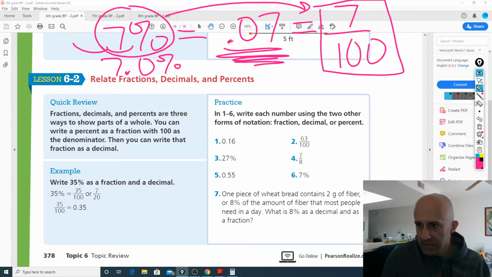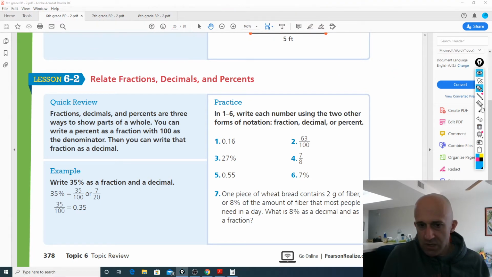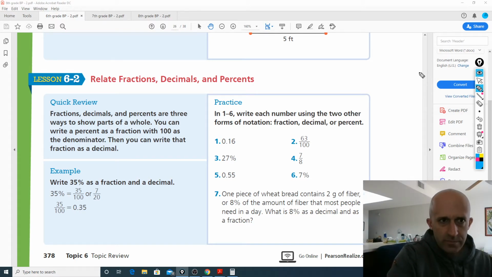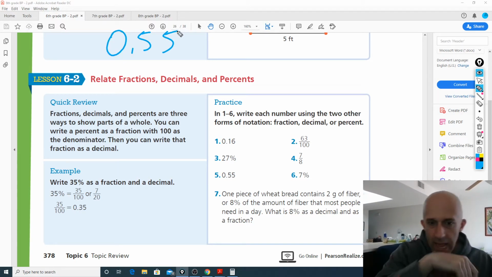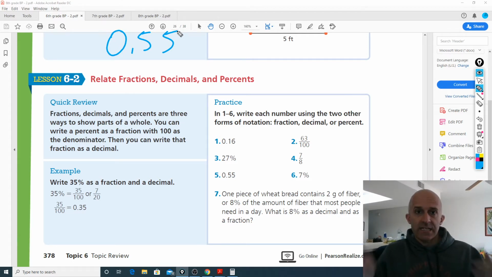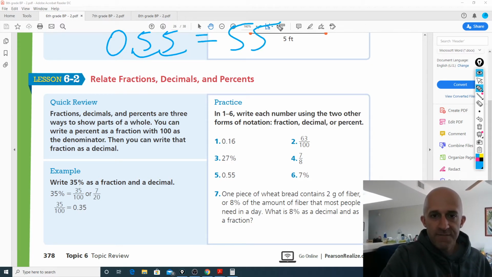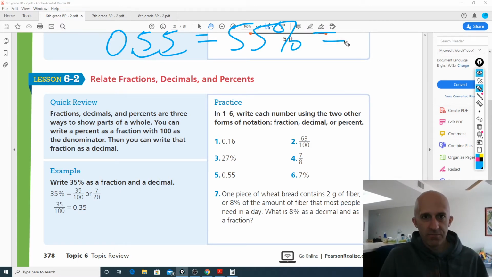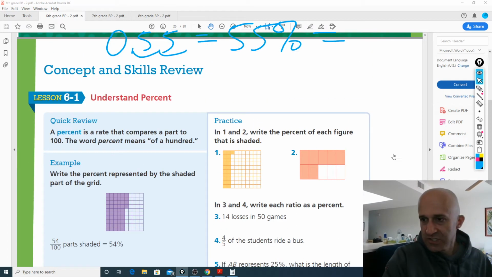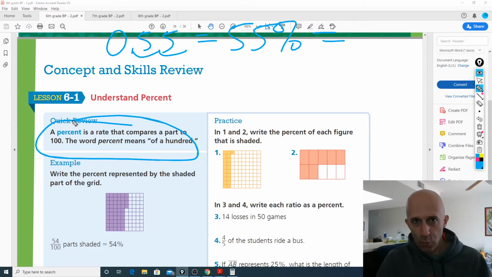Let me do another one here. If I have 0.55 and I want to change 0.55 to a percent, decimal to a percent is going to be 2 to the right. That 0.55 now becomes 55%. If I remember that percent is dealing with over 100, percent is in relation to 100. So as a fraction, what did I just say? A percent is a rate that compares a part to 100.